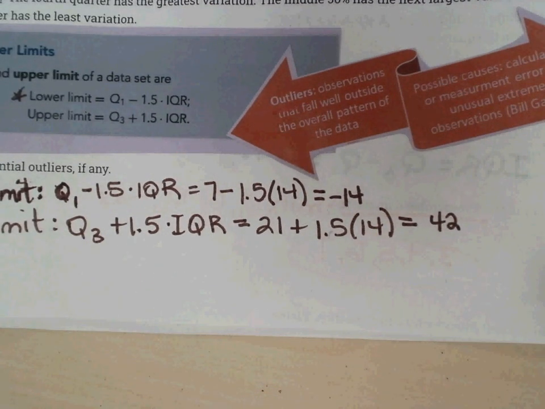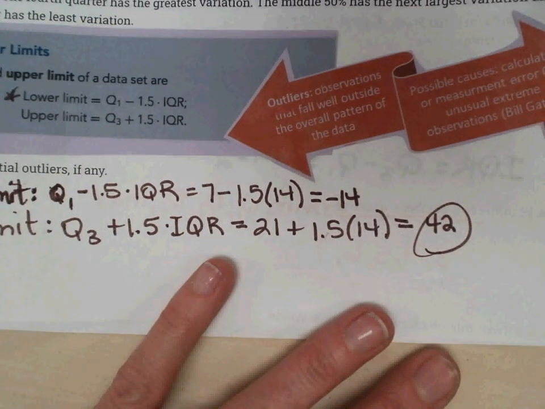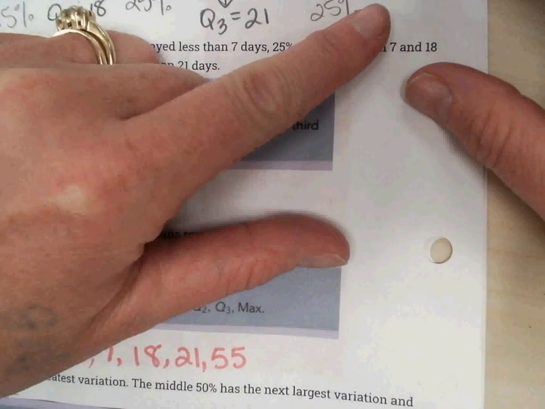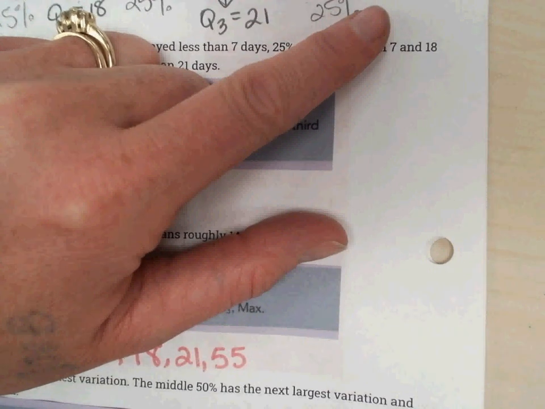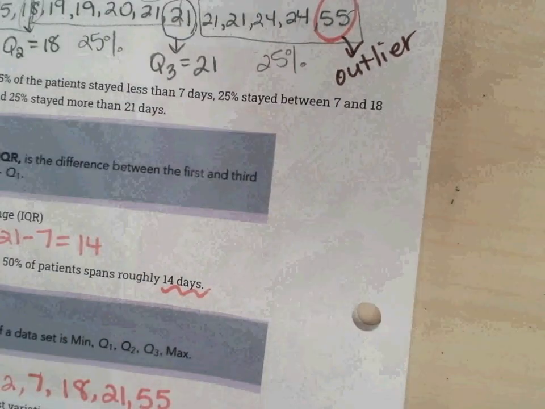Anyone? 42, well done. Thanks for verifying. So we're looking at 42 as our upper limit here, and we go up and we see, oh, there's a 55. 55 is beyond 42, so this number is called a what? Outlier, that's right. 55 is an outlier.